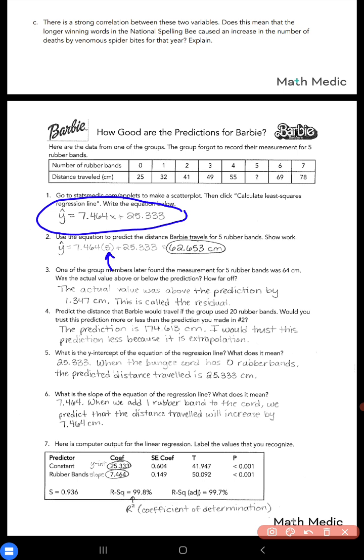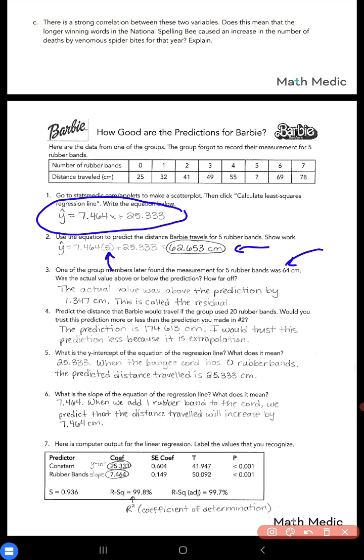Okay? So if you compare your prediction to your actual data, were they exactly the same? No. Right? And we don't expect that with real world data. There's always some variation. Okay? But it should be close. So our prediction was only off by about 1.3 centimeters. And that error between our prediction and what actually happened is called our residual.